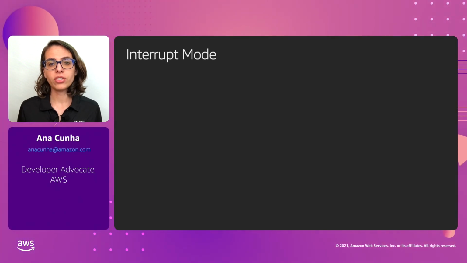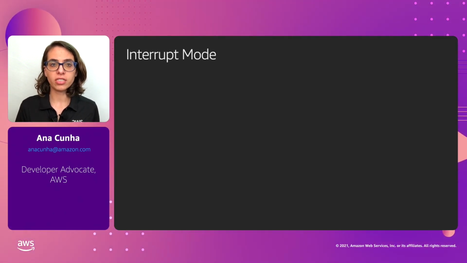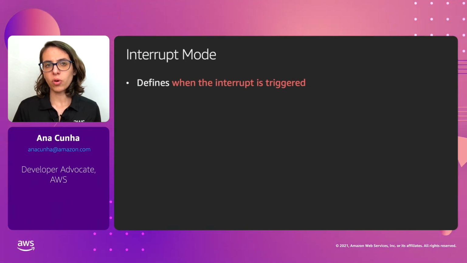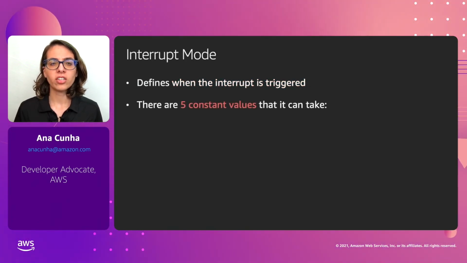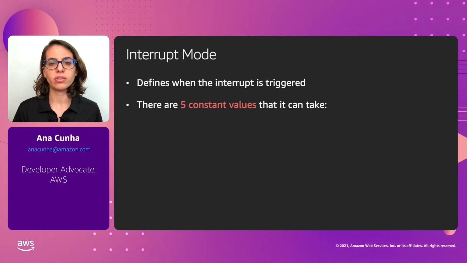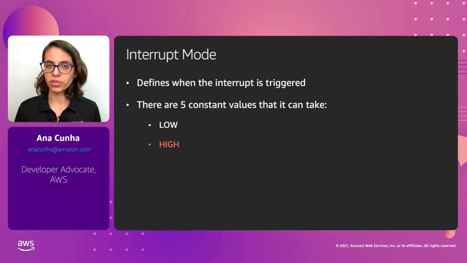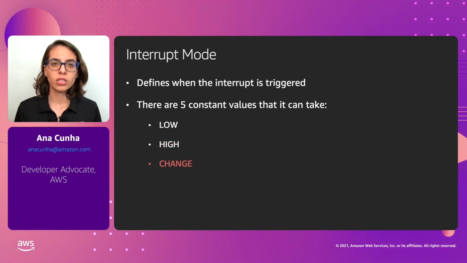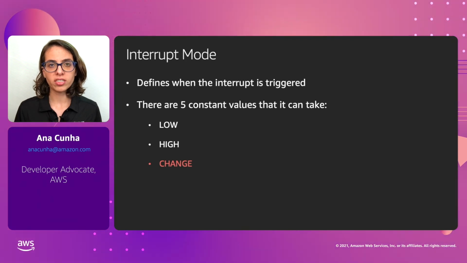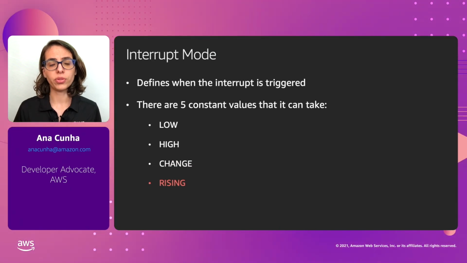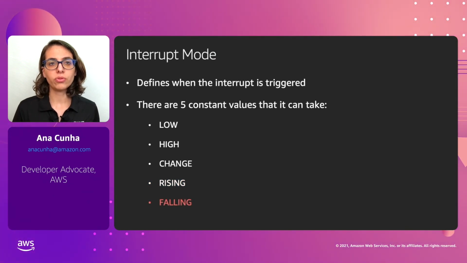So now the only thing missing to specify on our interrupt is the interrupt mode. The interrupt mode defines when it should be triggered, and there are 5 constants that we can use as the interrupt mode. First one is LOW, which triggers the interrupt when the pin is low. Then we have HIGH, which triggers the interrupt when the pin is high. CHANGE will trigger the interrupt whenever there's a change from high to low or low to high. RISING will trigger the interrupt when the pin goes from low to high. And FALLING will trigger the interrupt when the pin goes from high to low.